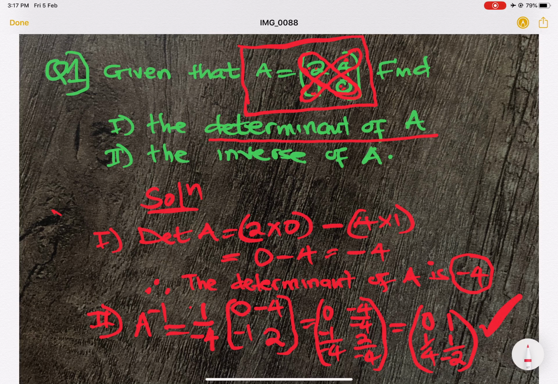Okay, so let us also look at another possible question on matrices. This one, of course, is straightforward. So let's look at another possible question on matrices.